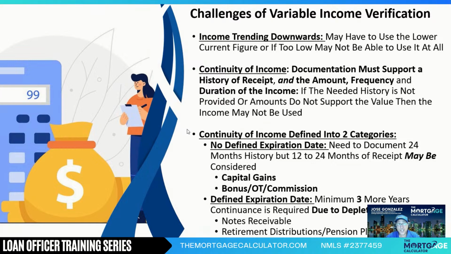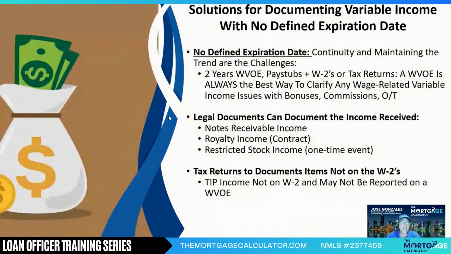So, these are our challenges. As usual, when we have challenges, I like to provide the solutions. First, we're going to have the solutions for documenting variable income with no defined expiration date. Again, we're talking about bonuses, commissions, overtime, to name the popular categories there, and notes receivable, royalty income, we also spoke about those, and tips income.